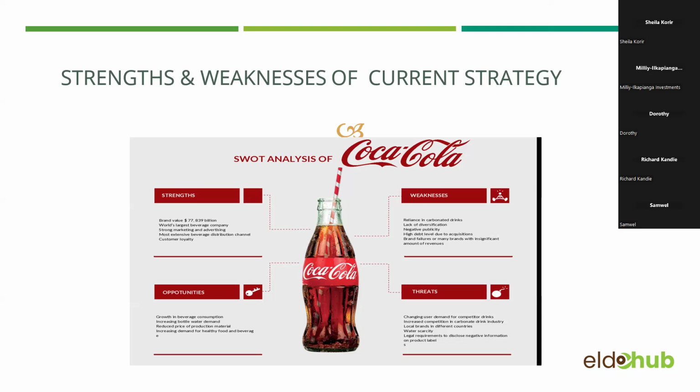So their biggest strength is their brand value, which stands at about $77 billion. That is about 7 to 9 trillion Kenyan shillings. So that's their brand value. And then every year Coca-Cola spends, I think, the biggest money on marketing. If I'm not wrong, they spend in the billions every year in terms of marketing.